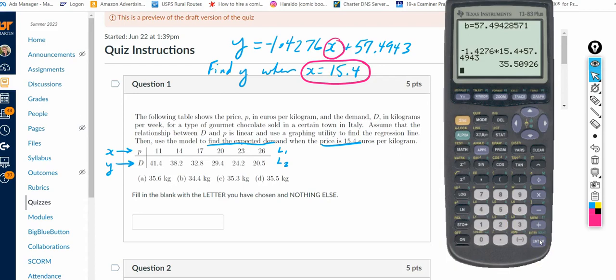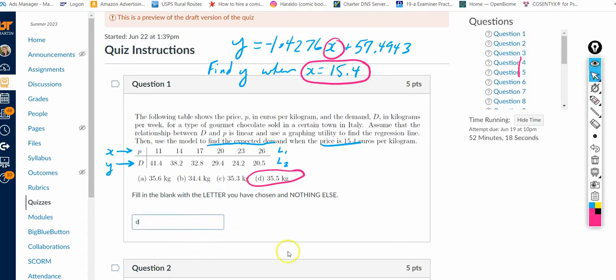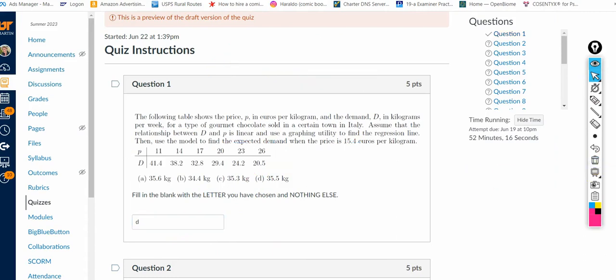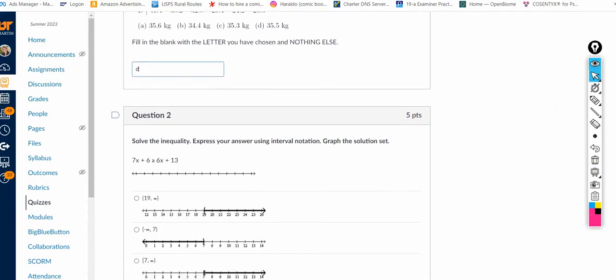Now I'm going to take that to 1 decimal place because all of my answers are in 1 decimal place, and we can see here if I take that to 1 decimal place, then that 0 is not affecting anything, so my answer is going to be 35.5. Okay. So I'm not going to type in 35.5 there. It says fill in the blank with the letter that we selected. It was a multiple choice, so I'm going to type in D. Okay. All right, so let's move along.